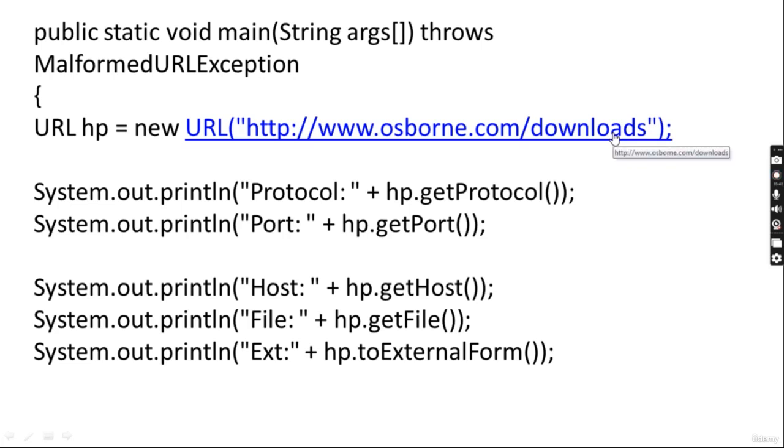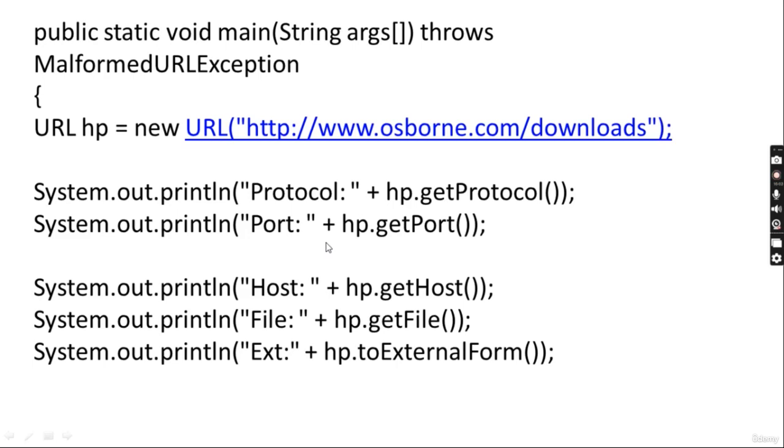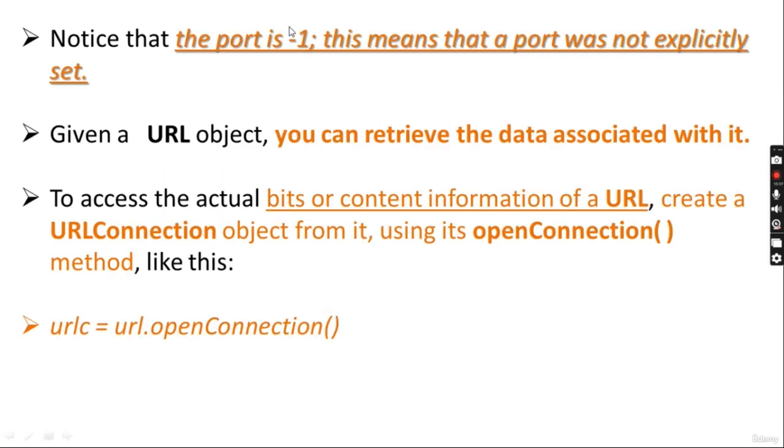It's the exact URL. Okay, then hp.getProtocol, hp.getPort, hp.getHost, hp.getFile, hp.toExternalForm. It will be displayed like this. Okay, so the protocol is displayed: HTTP. The port is -1, the host is Osborne, the file is downloads. Okay, external form. -1 for the port means that a port was not explicitly stated.